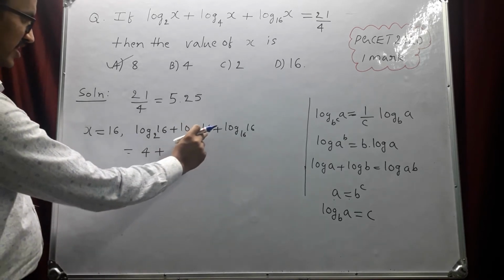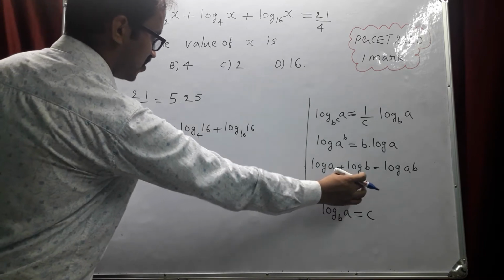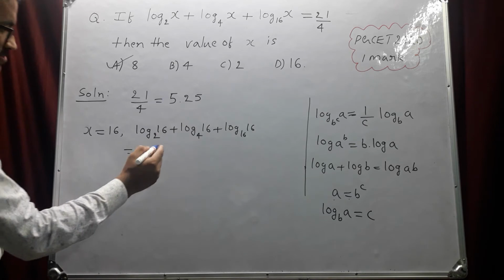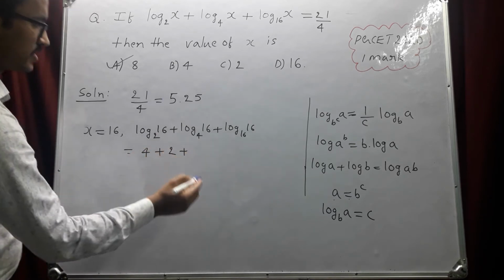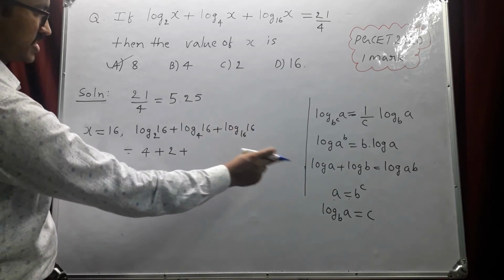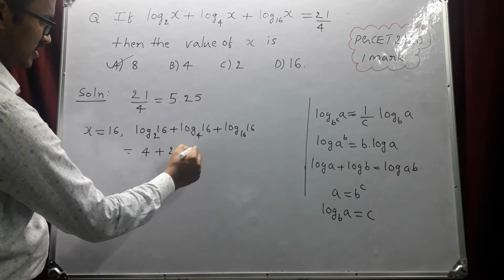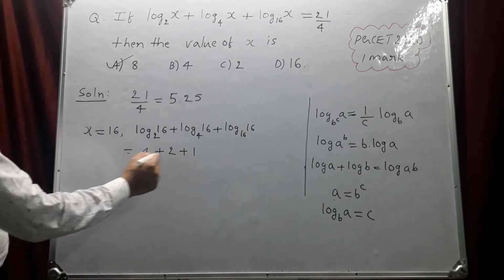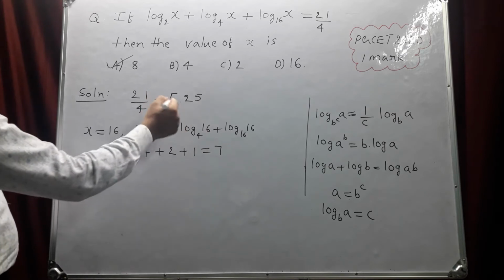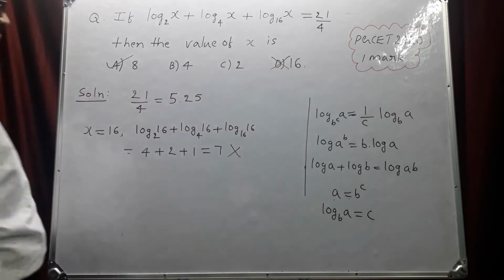plus log 16 to the base 4. 16 can be written as 4 square, so log 16 to the base 4 becomes 2. Again, log 16 to the base 16: 16 can be written as 16 power 1, so log 16 to the base 16 is 1. So what value are we getting? That is 7. But we should get a value around 5. So we can eliminate this option.